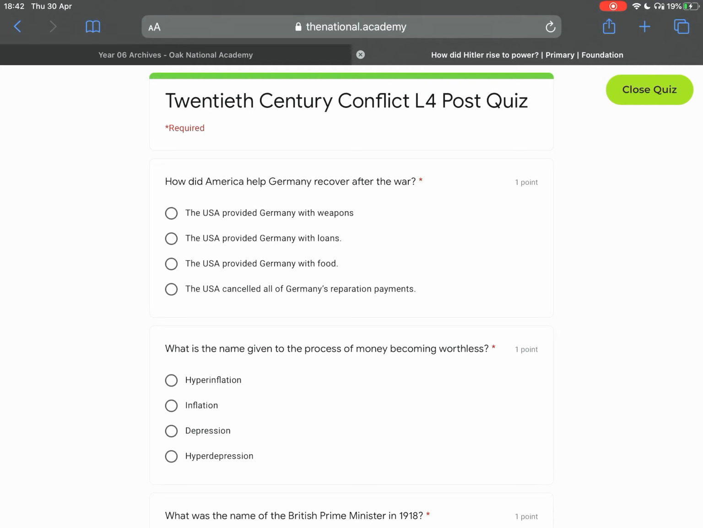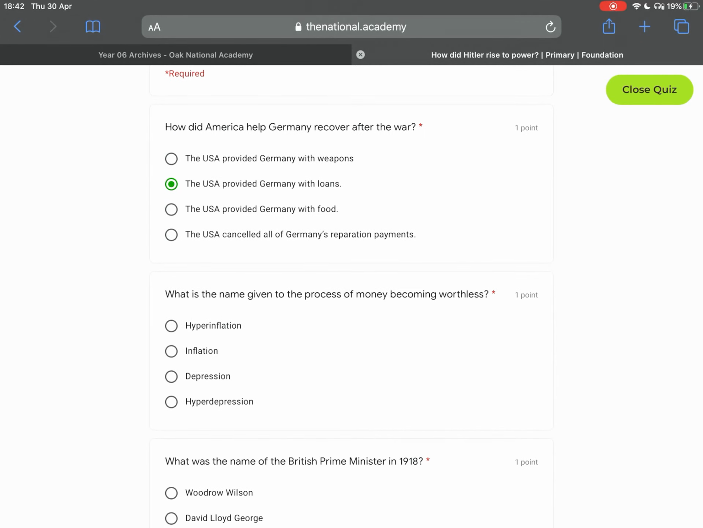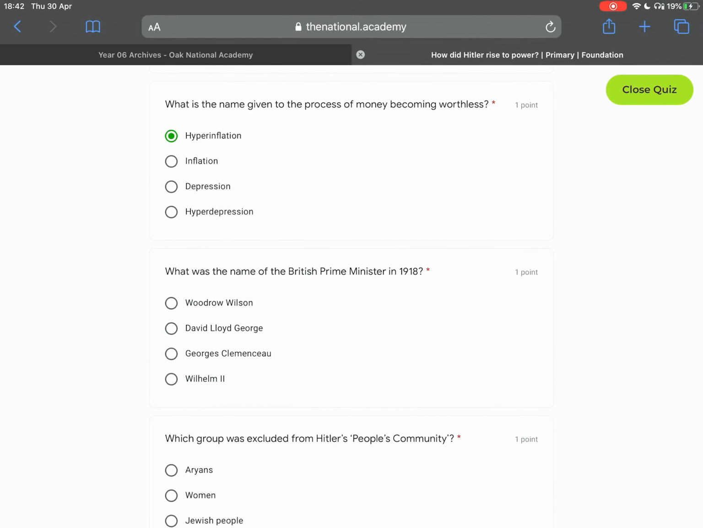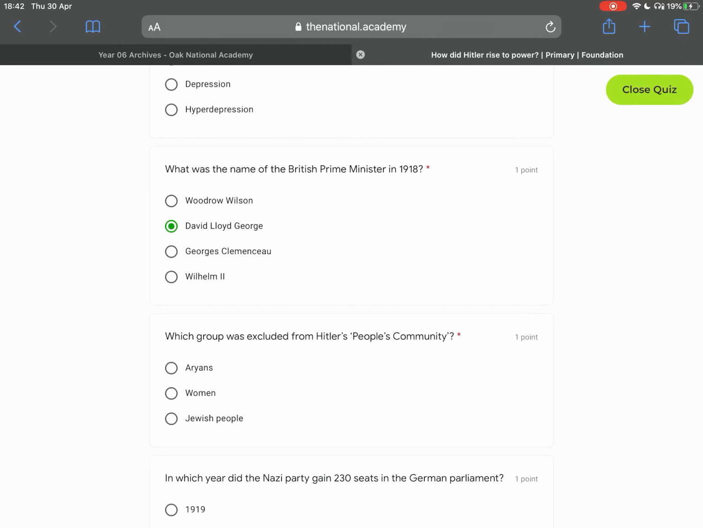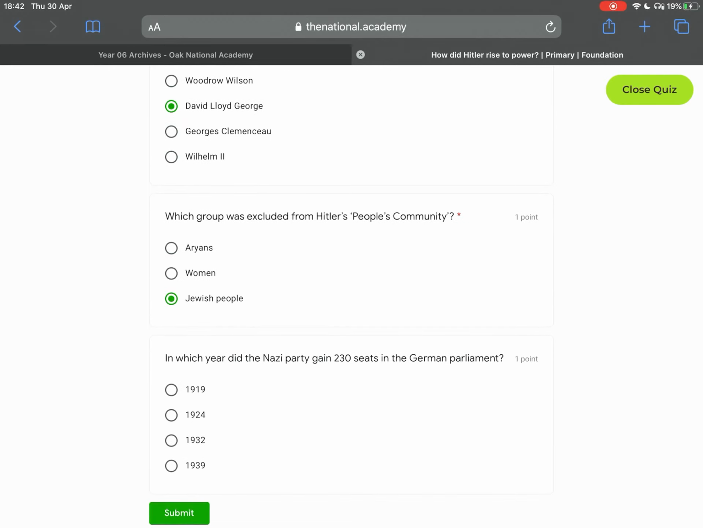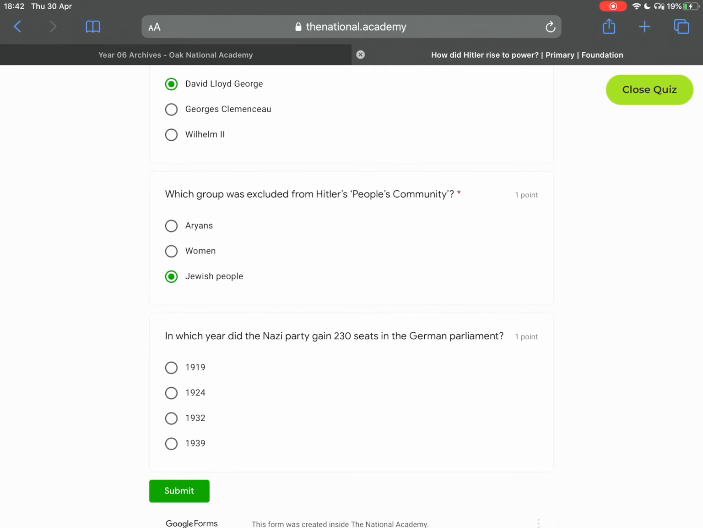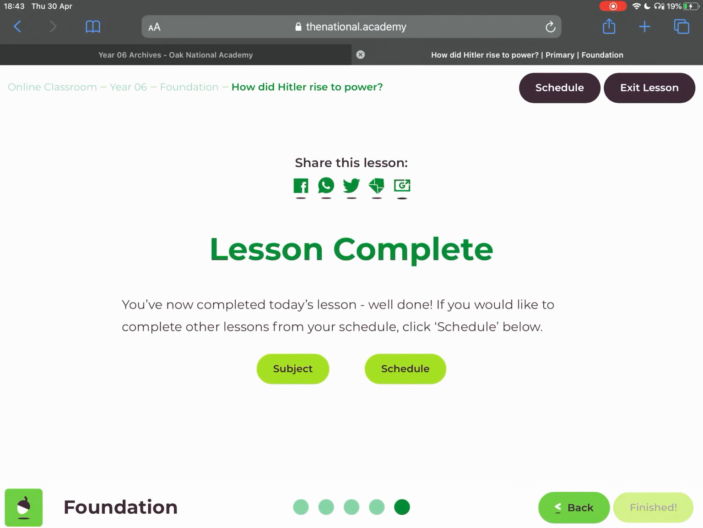How did America help Germany recover after the war? The USA provided Germany with loans. What is the name given to the process of money becoming worthless? Hyperinflation. What was the name of the British Prime Minister in 1918? David Lloyd George. Which group was excluded from Hitler's community? Jewish people. In which year did the Nazi Party gain 230 seats in the German parliament? 1932. There we are. So after you did that, you've done your history.